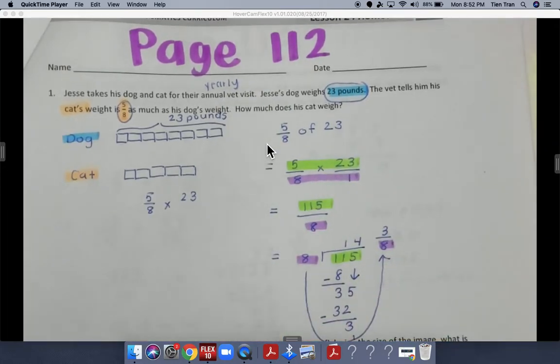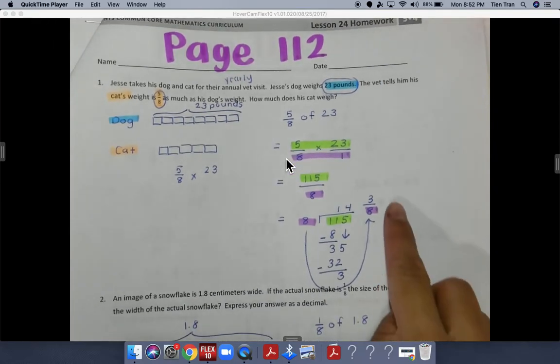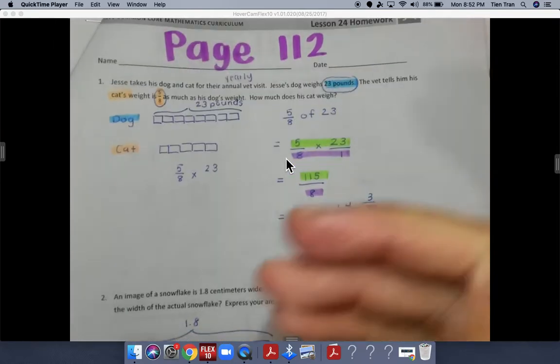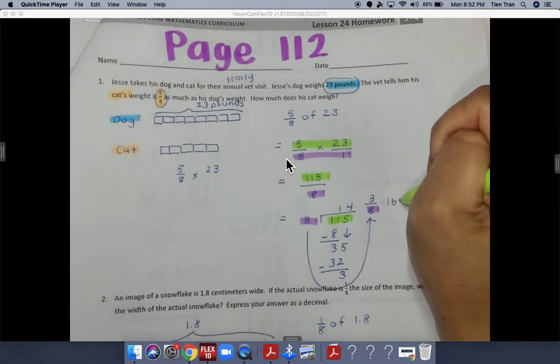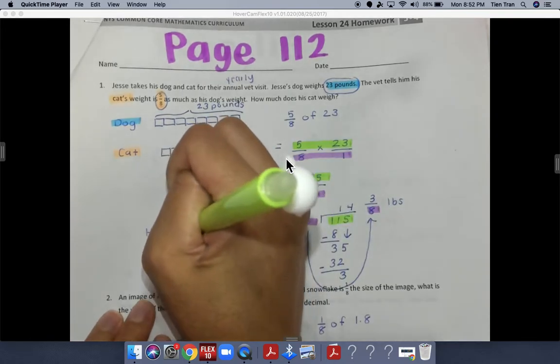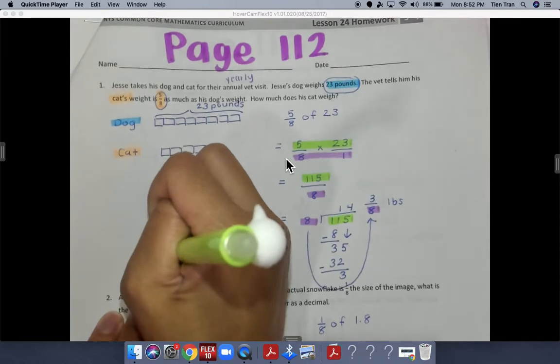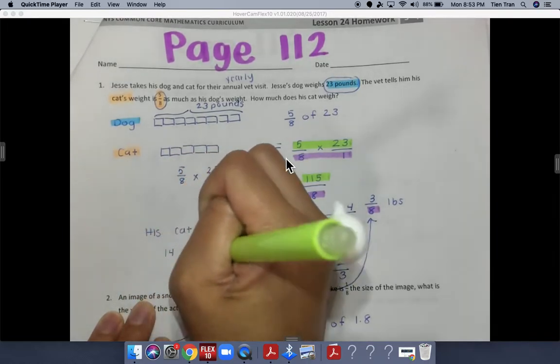So my final answer is, let me zoom out a little bit, 14 and 3/8 pounds. That's how much his cat weighs. So his cat weighs 14 and 3/8 pounds.